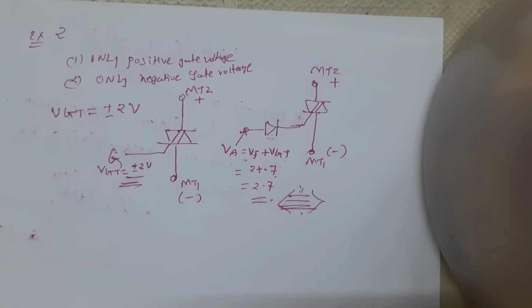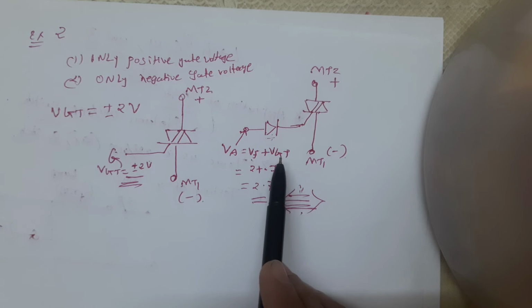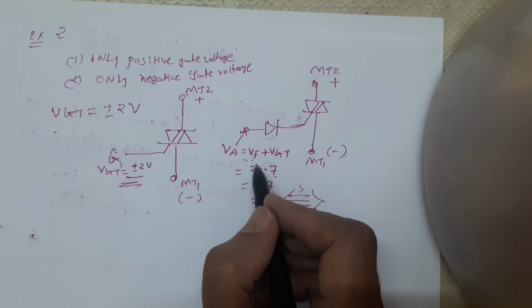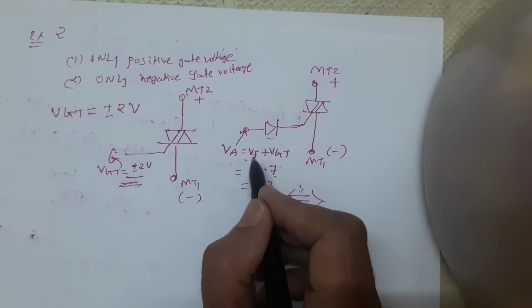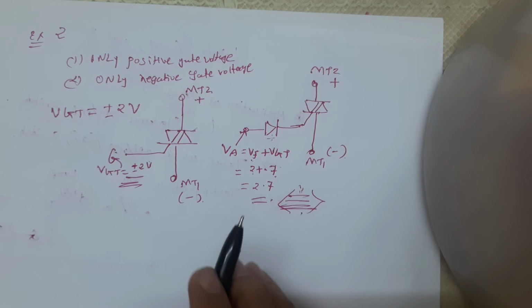gate signal. The voltage VA required to trigger the device is equal to the sum of VF for the diode D1 and the other required gate triggering voltage. That means VA is equal to VF plus VGT, where VF is equal to 0.7 and VGT is equal to 2 volt. So we are getting 2.7 volt. This is your 0.7 and this is your 2, right?